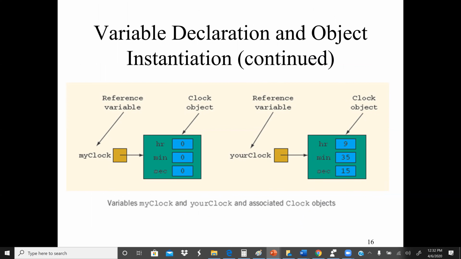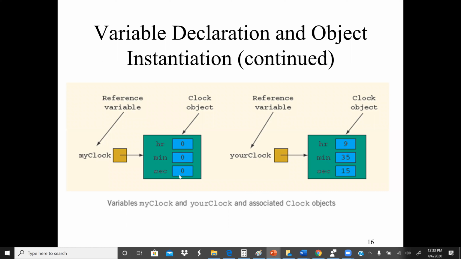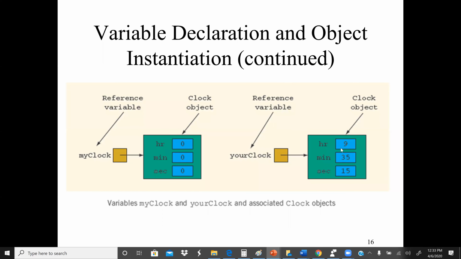So variable declaration and object instantiation. When we declare our variable my clock, we use what? A default constructor. It's right here. My clock uses the default constructor. So here our default value is 0 for hours, minutes, and seconds. The second clock, which we call your clock, uses the constructor with parameters. So let's go back. We can see we set the hours to 9, minutes to 35, seconds to 15. And that's what we have here.